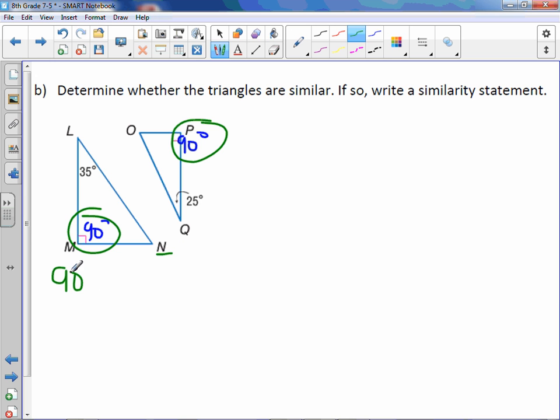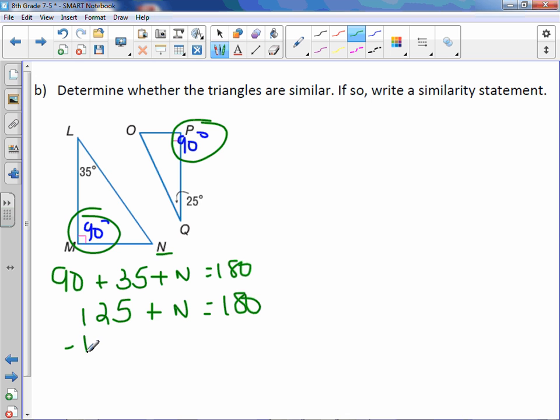So we have 90 plus 35 plus angle N equals 180 degrees. 90 plus 35 is 125. 125 plus N equals 180. Subtract 125. And we get N equals 55 degrees.